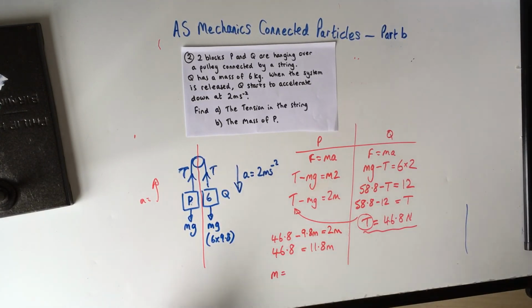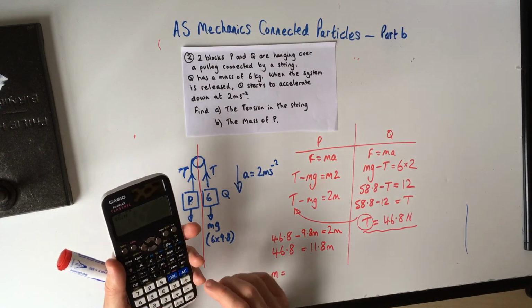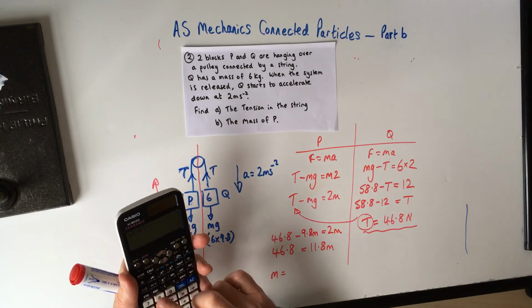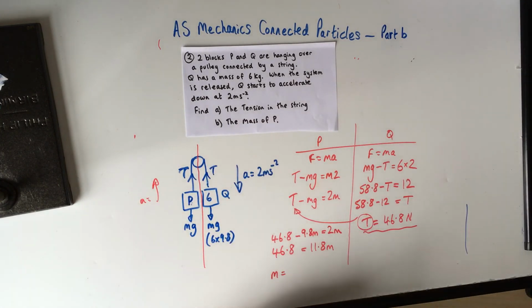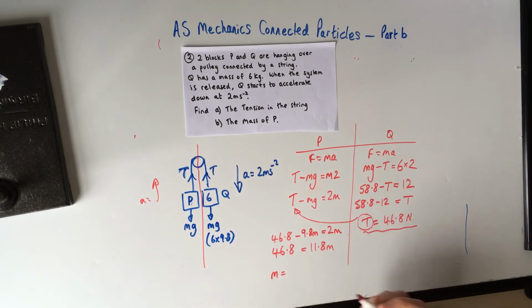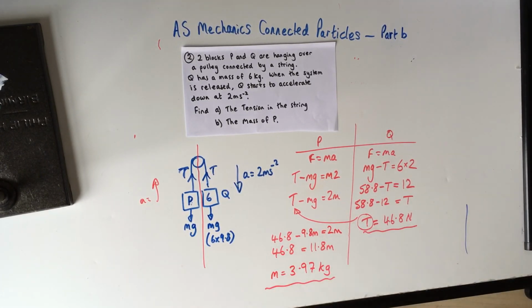So let's do that. 46.8 divided by 11.8, that gives me 3.966 recurring. Blimey. So 3.97 kilograms. Now it's not the weight, it's not newtons, it's the mass. So it's almost a 4 kilogram block, isn't it? It would be 4 to one significant figure. Okay, so those are those two questions.